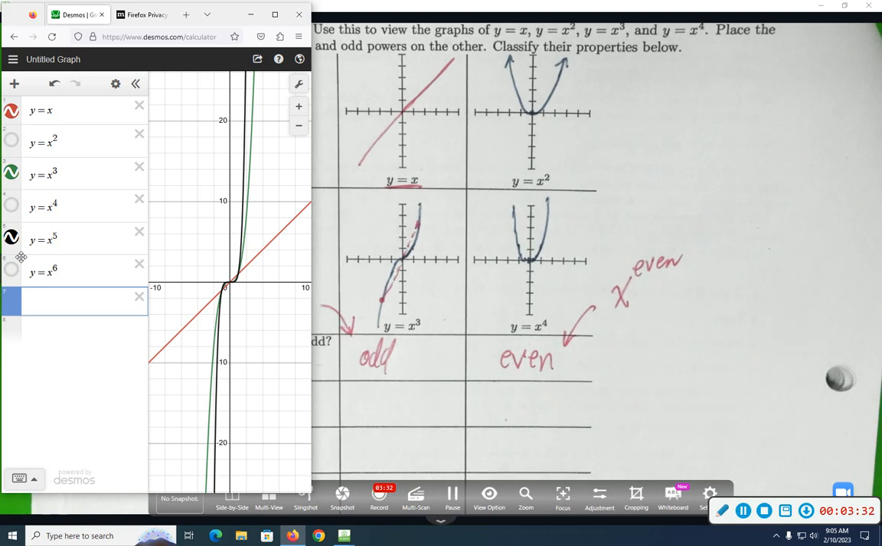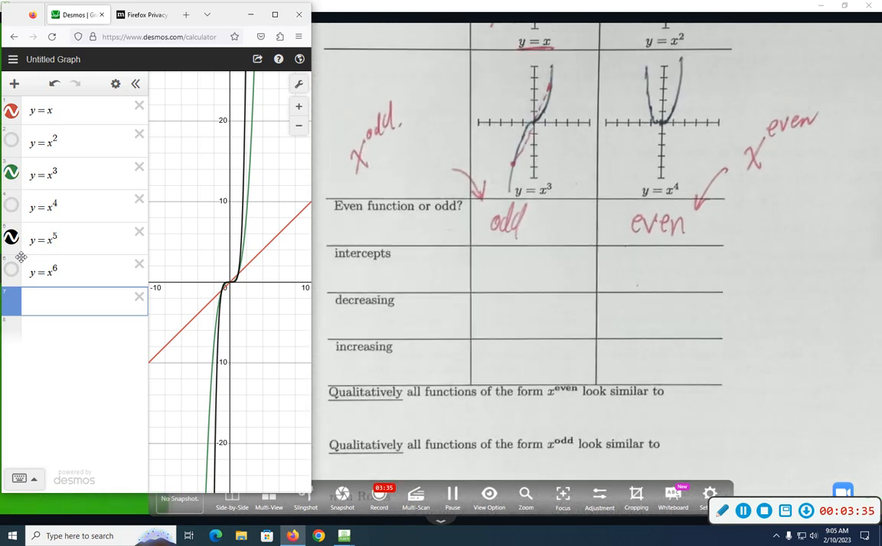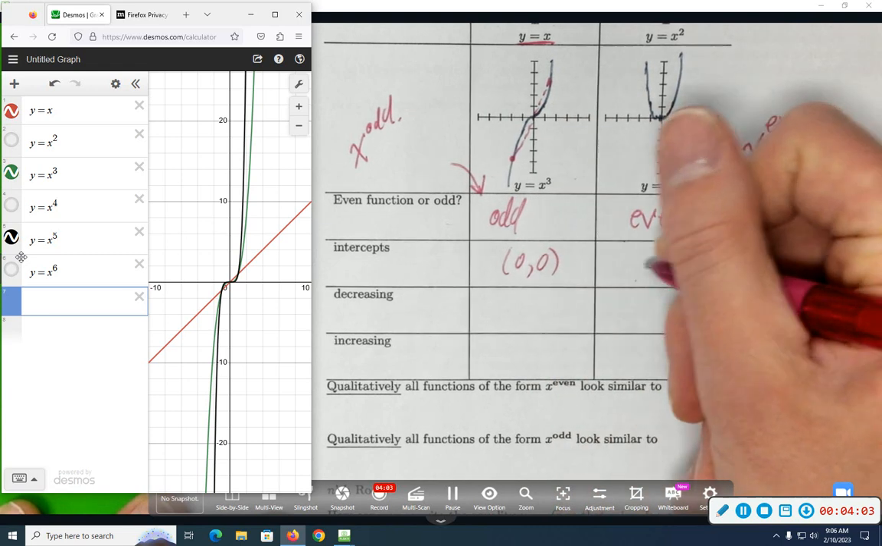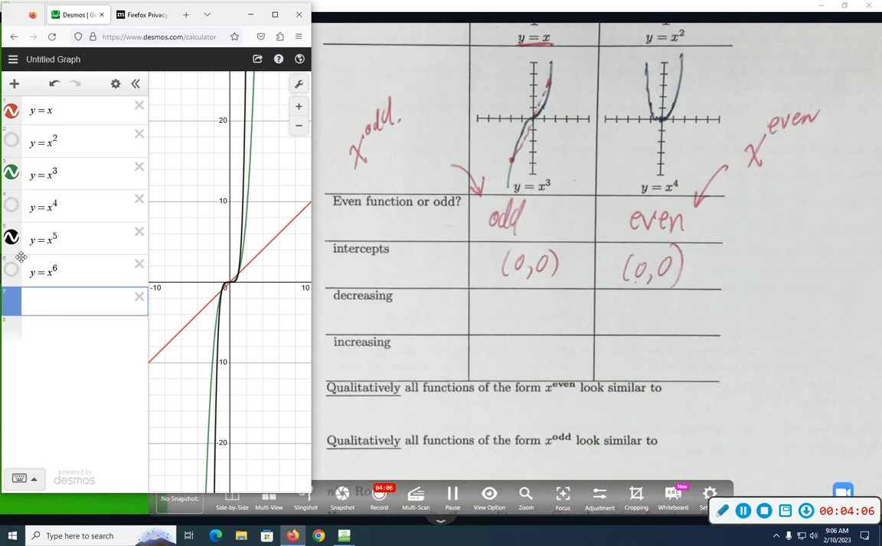Let's talk about the intercepts of these things. Where are the x and y intercepts of these graphs? Well, just remember, the x-intercept is where the graph crosses the x-axis. Where do these graphs cross the x-axis? At 0, at the origin, (0, 0). And that's the same no matter which you look at. Is the same true for the y-intercepts? Yeah, I think so.